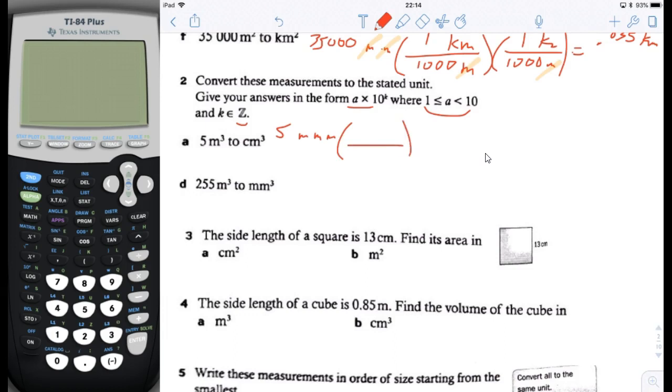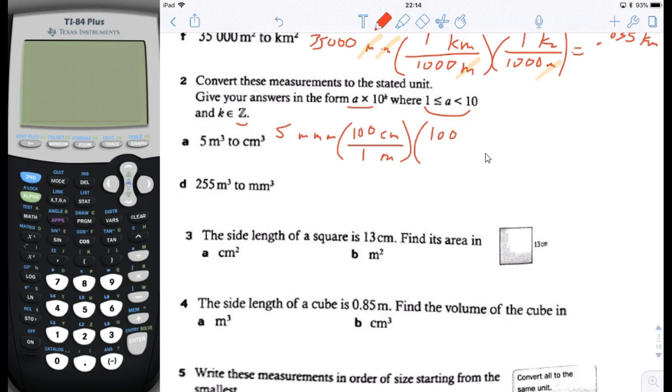So we're going to multiply by the same domino 3 times, which is going to be meters on the bottom, 7 centimeters on the top, 100 centimeters in the meter. We're going to do that 3 times because we have 3 meters here. We've got to have 3 dominoes with meters in the bottom. So we're going to cross those out.